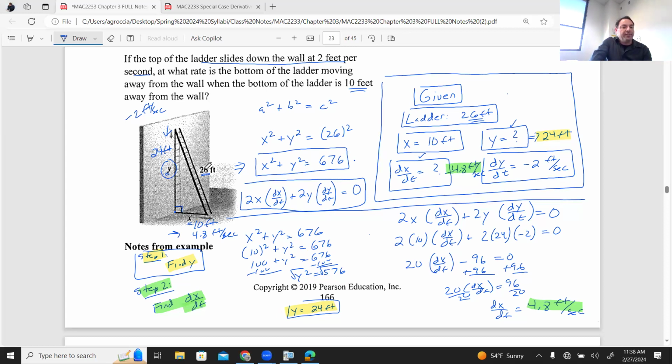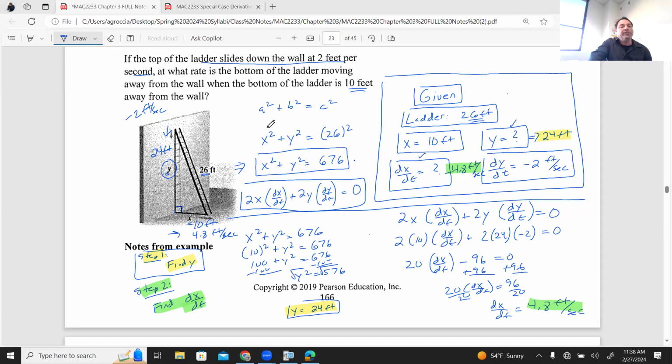So yes, we have length, length, length. We have a right triangle, but the ladder's slipping and the bottom is falling out and the top is falling down. And that's causing the rate of change. So how fast is this ladder going down? How fast is this ladder going out? So not only do we have distances, but we have rates at the same time. So this is where the problems are starting to mix a little bit.